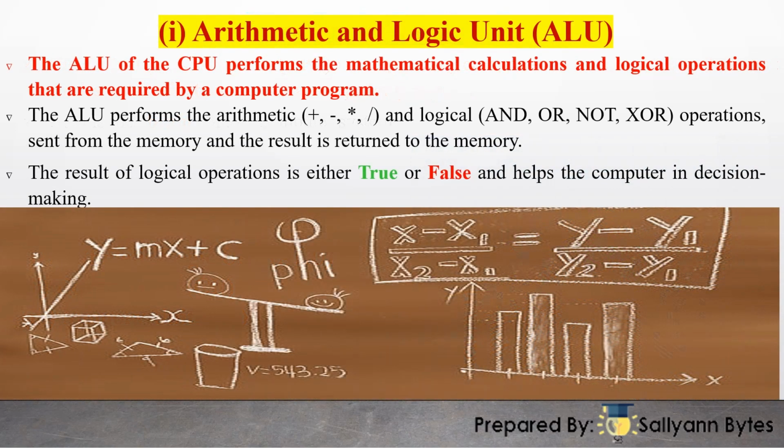The first component of a CPU is the Arithmetic and Logic Unit, ALU. The arithmetic and logical unit of the CPU, that is Central Processing Unit, performs the mathematical calculations and logical operations that are required by a computer program. The ALU performs the arithmetic addition, subtraction, multiplication, division and logical AND, OR, NOT, XOR operations, sent from the memory, and the result is returned to the memory. The result of logical operations is either true or false and helps the computer in decision-making.